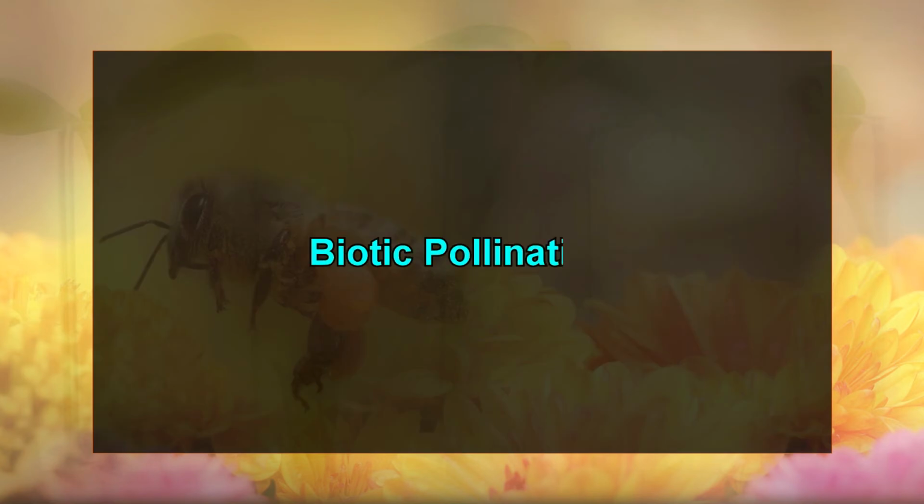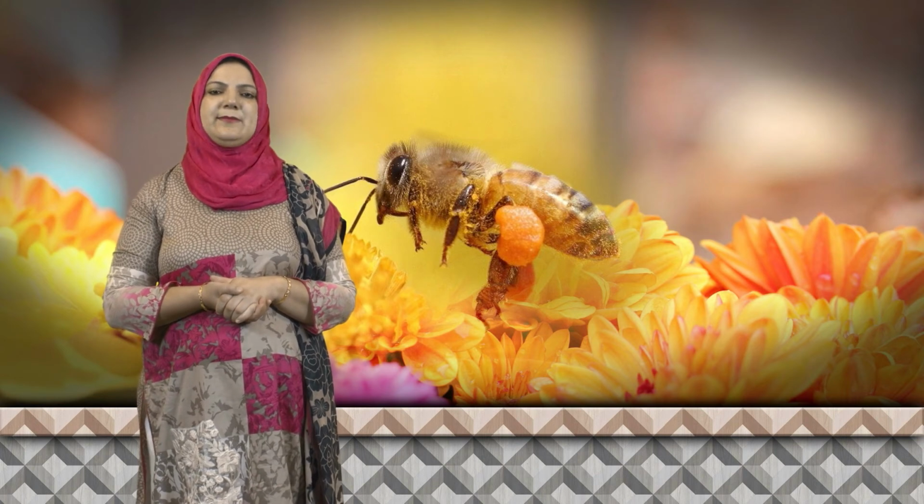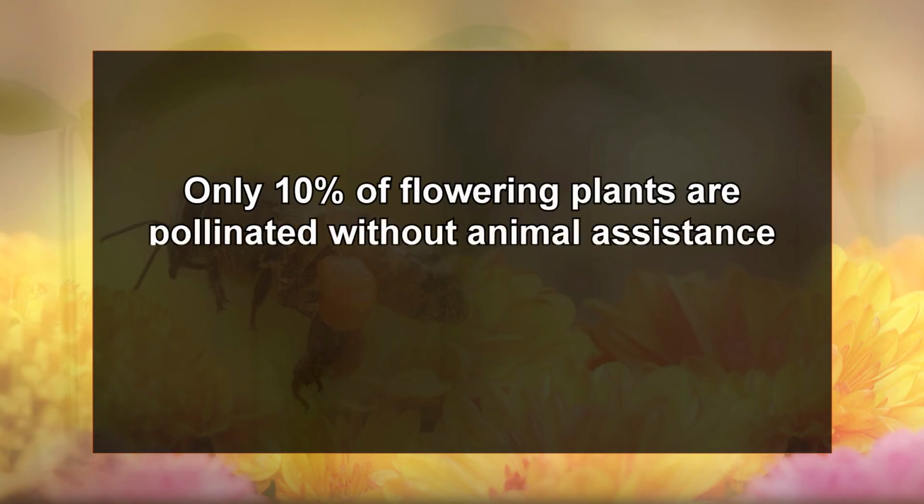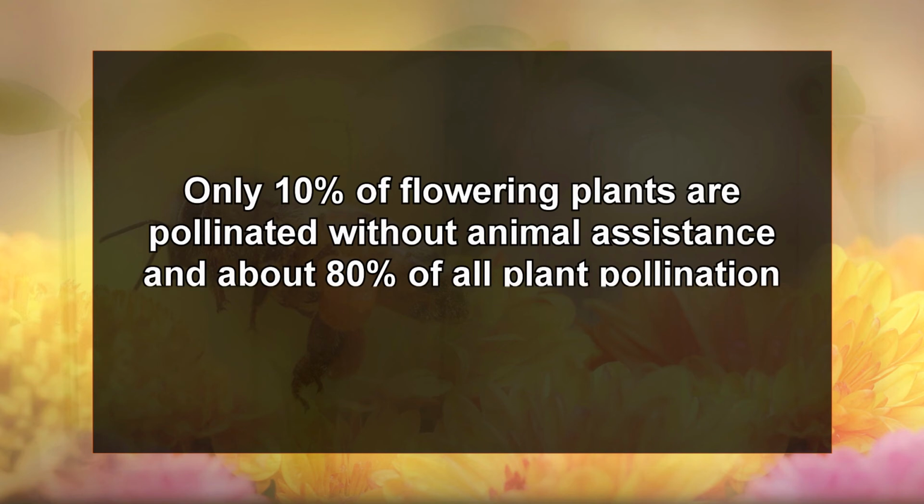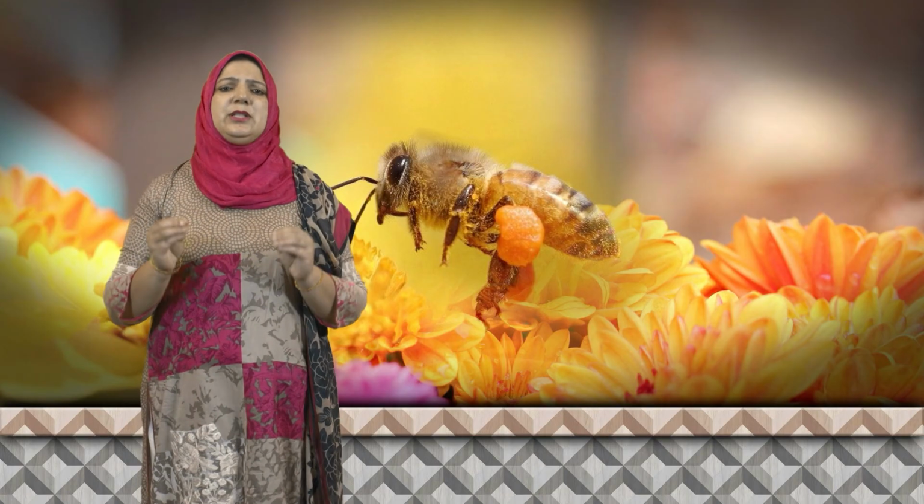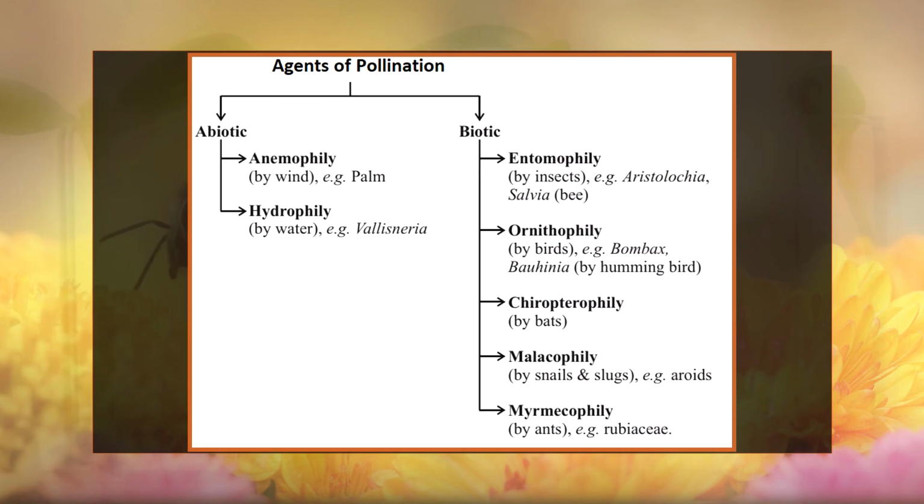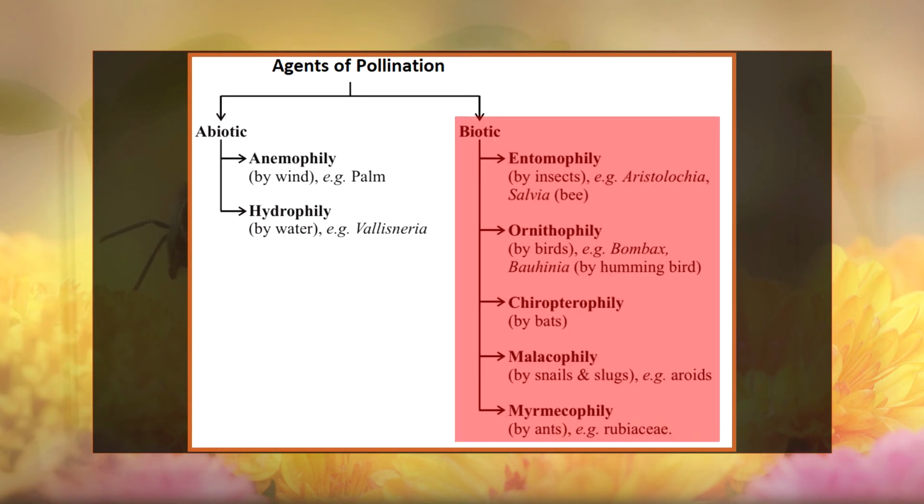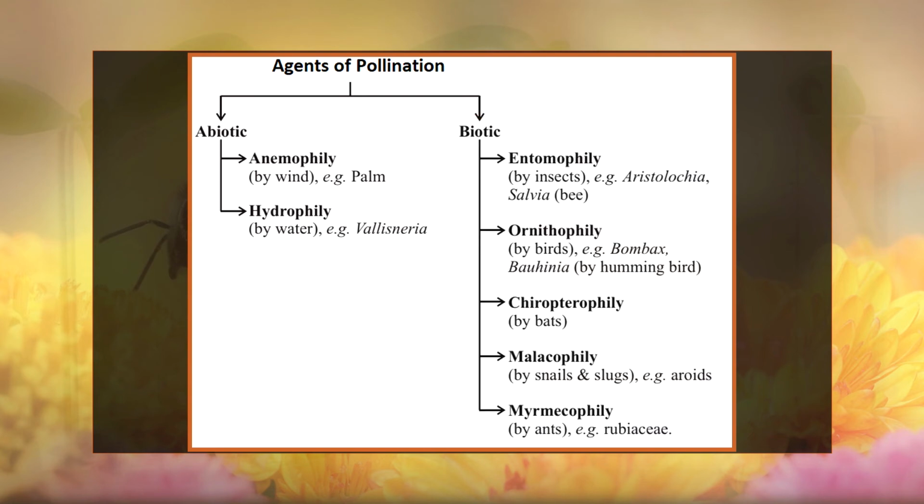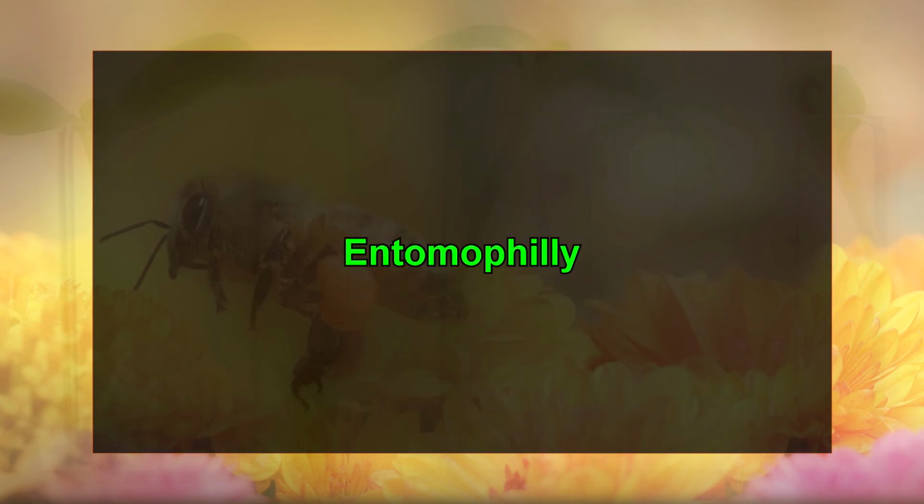Now we come to biotic pollination. Pollination where the pollen transfer is brought about by living organisms is called biotic pollination. Only 10% of flowering plants are pollinated without animal assistance, and about 80% of all plant pollination is biotic. Based on the type of pollinator, biotic pollination is of many types: 1. Entomophily, 2. Ornithophily, 3. Chiropterophily and 4. Malacophily. First, entomophily.